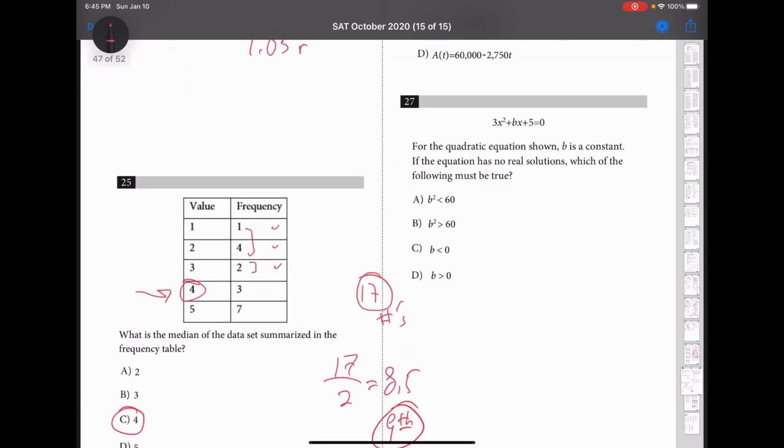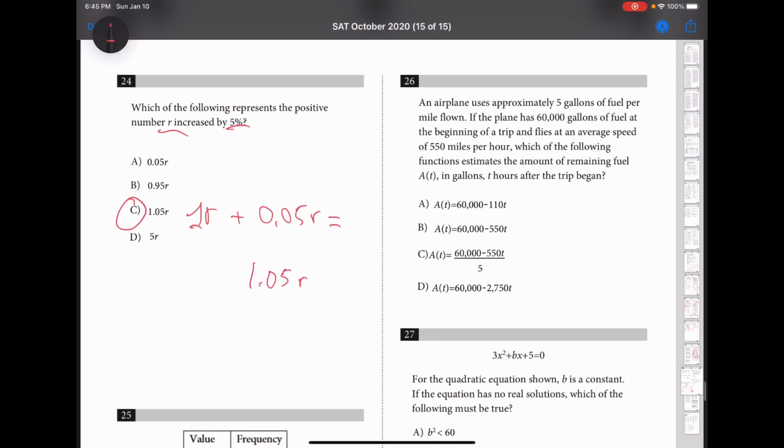Okay, number 26. An airplane uses approximately 5 gallons of fuel per mile flown. If the plane has 60,000 gallons of fuel at the beginning of a trip and flies at an average speed of 550 miles per hour, which of the following functions estimates the amount of remaining fuel, A(t), in gallons, t hours after the trip began?